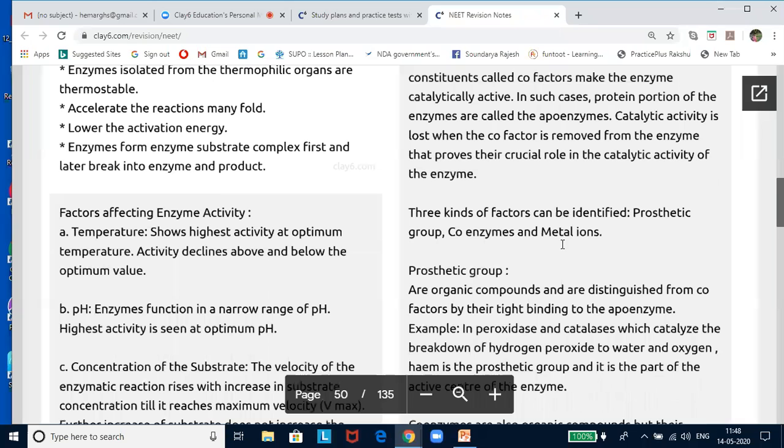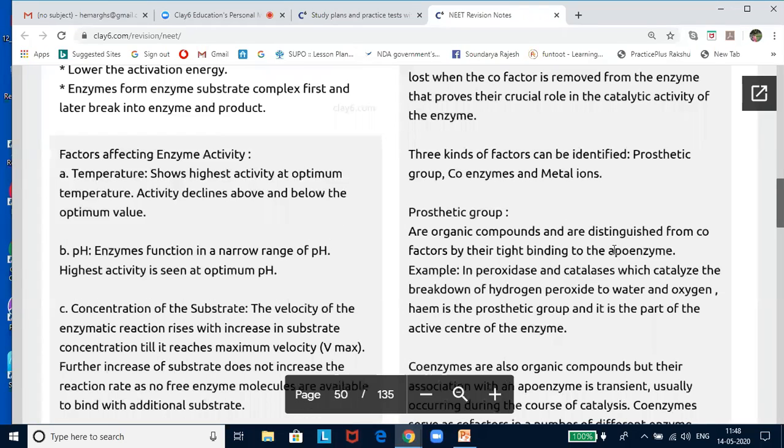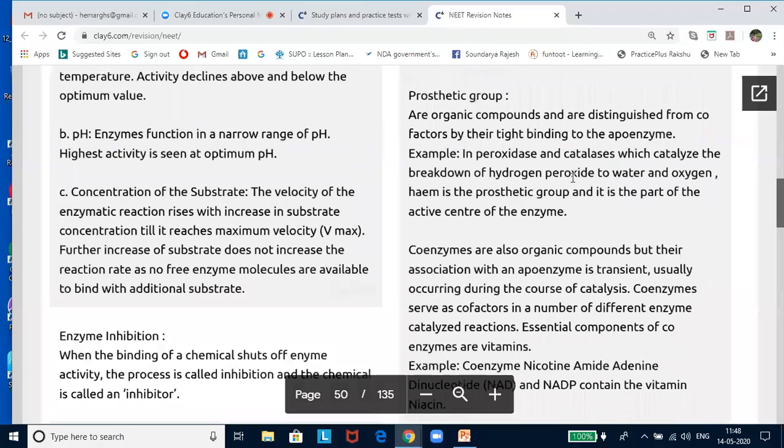Now, three kinds of cofactors can be identified: the prosthetic group, coenzymes, and the metal ions. Now, let us look at the prosthetic group. These are organic compounds that are distinguished from other cofactors by their tight binding capacity to the apoenzyme.